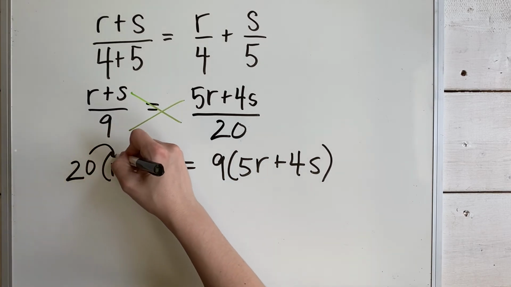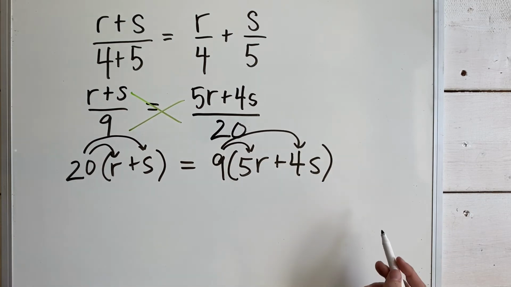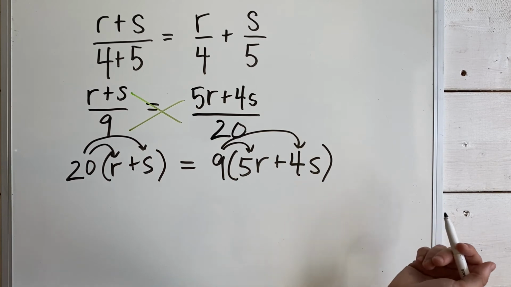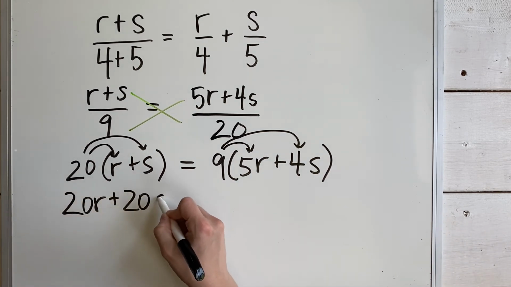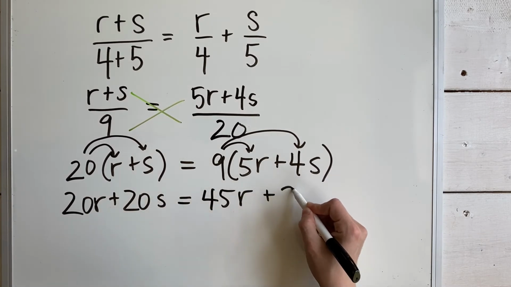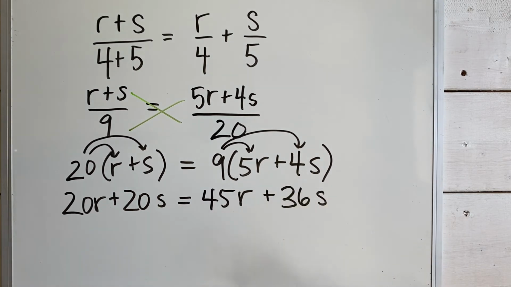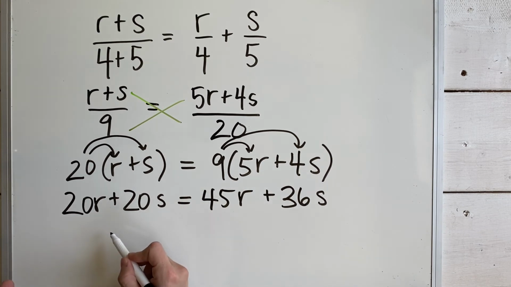And now we can distribute our numbers, because ultimately we want r and s to relate to each other in the same way as one of those answer choices. So we're going to get 20r plus 20s equals 45r plus 36s. And if you remember all the answer choices, they showed r on the left side and s on the right side. So that's what I'm going to do. I'm going to figure out how to move my r's to the left and my s's to the right.